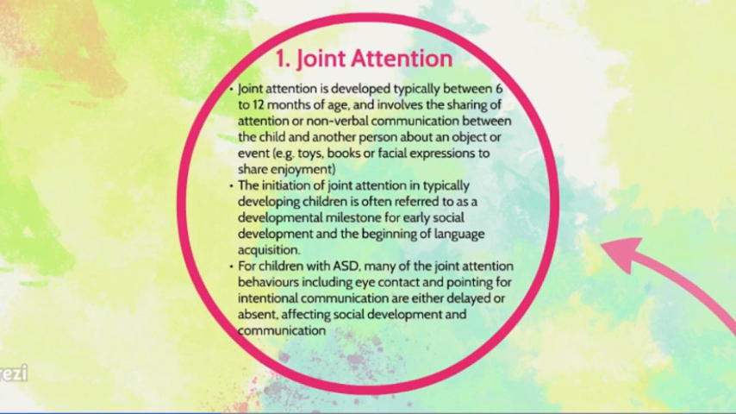Joint attention is developed typically between 6 to 12 months of age and involves the sharing of attention or non-verbal communication between the child and another person about an object or event, for example, toys, books, or facial expressions to share enjoyment. The initiation of joint attention in typically developing children is often referred to as a developmental milestone for early social development and the beginning of language acquisition.